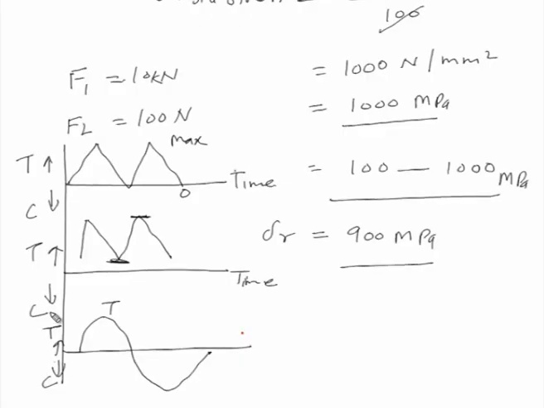When any engineering component is subjected to such fluctuation in the nature and the magnitude of the load, the life of the component is very adversely affected. That reduction in the life of the component when it is subjected to such fluctuation is termed as fatigue. Now this kind of fatigue failure takes place in different stages.